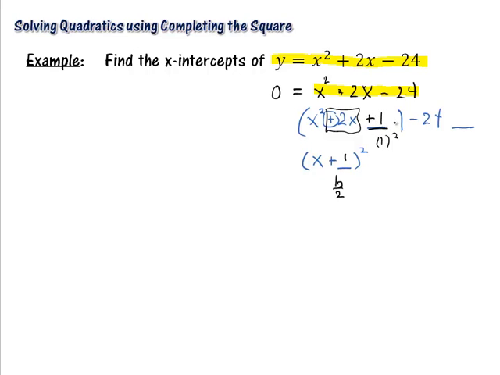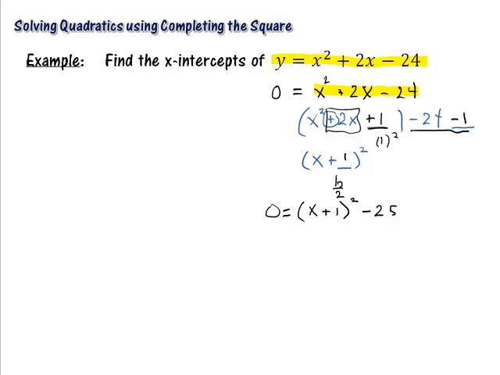Now remember, whatever I add in here, I have to do the opposite out here. So I'm going to subtract 1 out here. That gives me (x plus 1) squared, and then minus 24 minus 1 is minus 25. And then now I'm going to bring down my 0 equals. So now I have this equation written in vertex form. And now I'm just going to do what I did in my previous lessons. I'm going to solve this for x. So let's go ahead and do that.